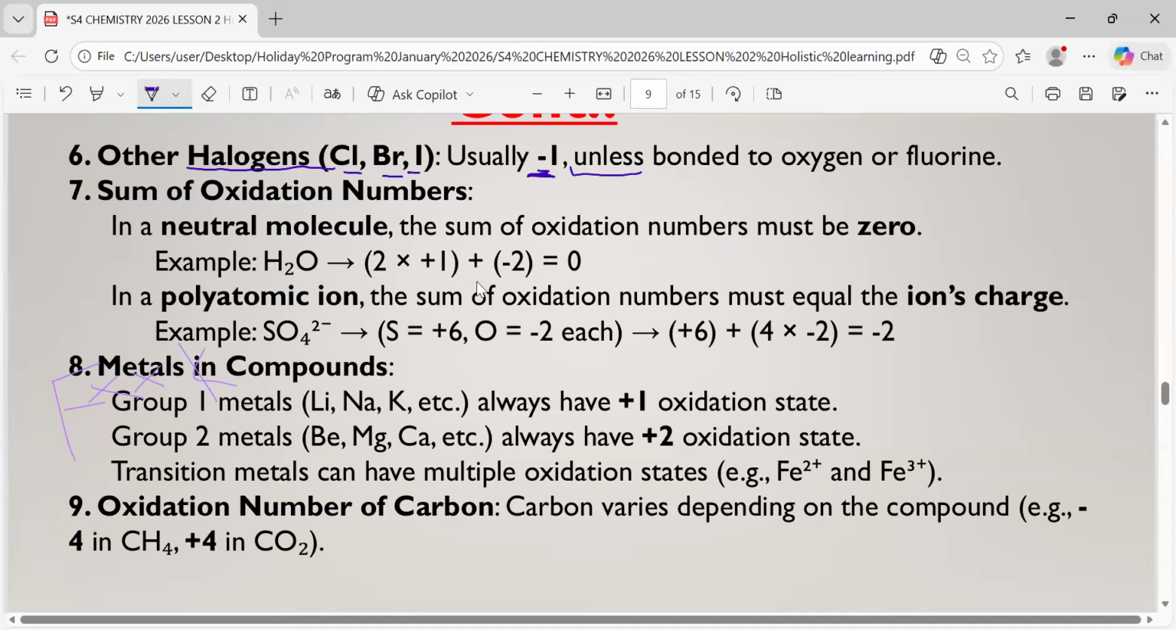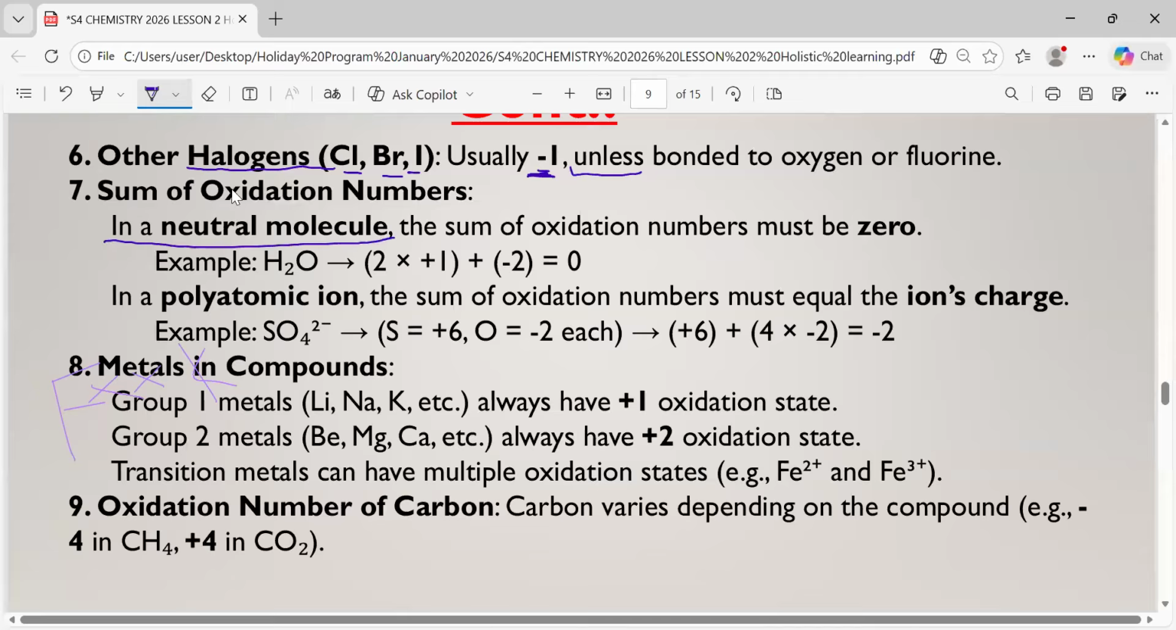Okay, number 7. Sum of oxidation numbers. In a neutral molecule, the sum of oxidation numbers must be 0. An example, water. Have you understood that point? Yes, I think.